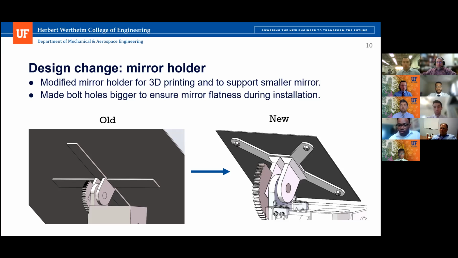While installing the mirror, we found that if the holes in the mirror and the holes in the mirror holder were not aligned properly, the mirror either wouldn't fit or it would buckle under compression. So we made the holes in the mirror holder a little bit larger to give us some wiggle room so that we could ensure that the mirror was in tension during installation and ensure a flat reflective surface.